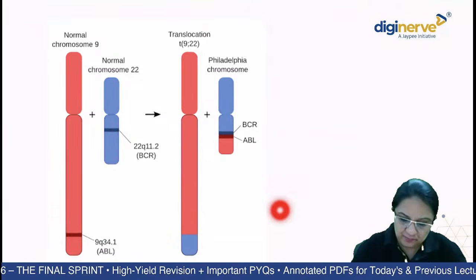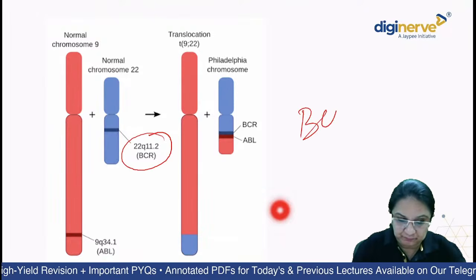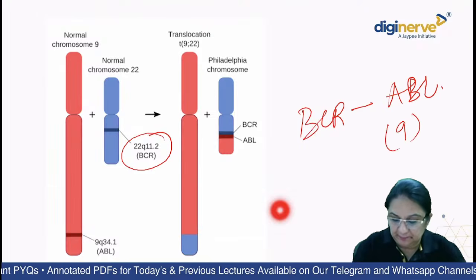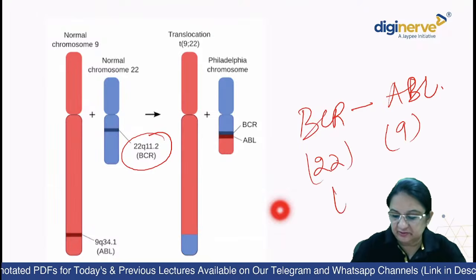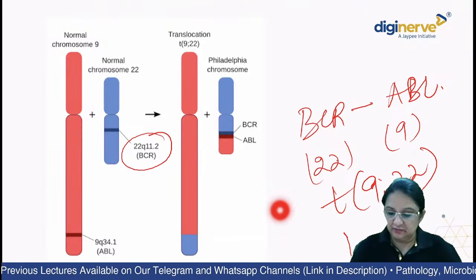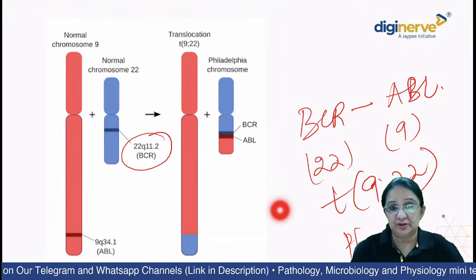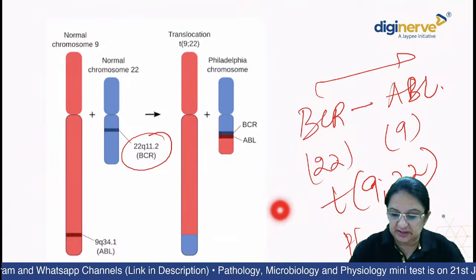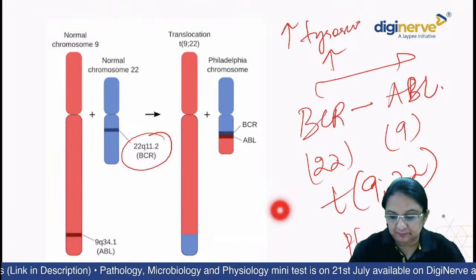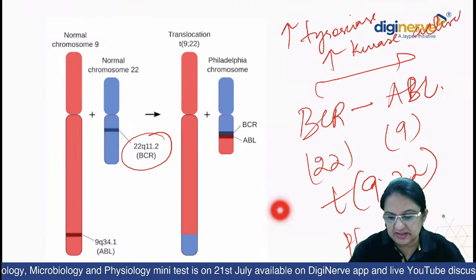Okay. So, the BCR gene on chromosome 22 and ABL on chromosome 9, resulting in translocation 9;22. This is your Philadelphia chromosome, right? Now, because of this BCR-ABL fusion gene, there is increased tyrosine kinase activity. Okay, there is increased tyrosine kinase activity.